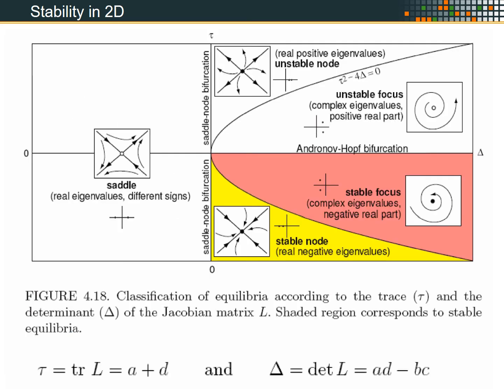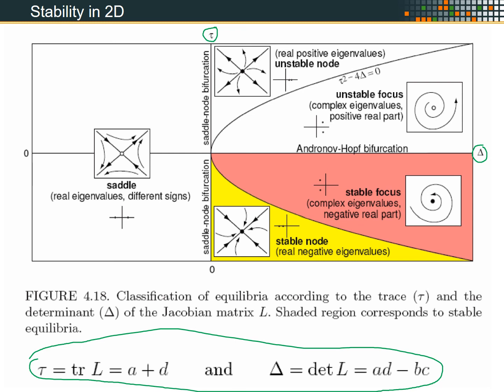So this allows us to make a very nice plot that uses the lambda, the tau, and the delta that we used when we computed the local stability analysis, which corresponded to the determinant and the trace of the Jacobian matrix, as you can see here.